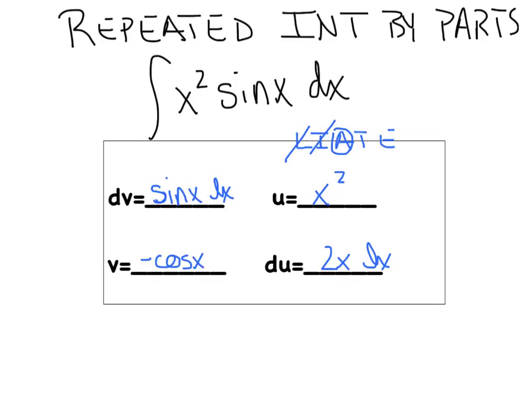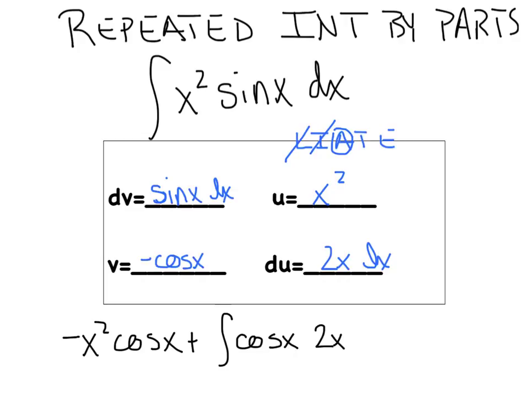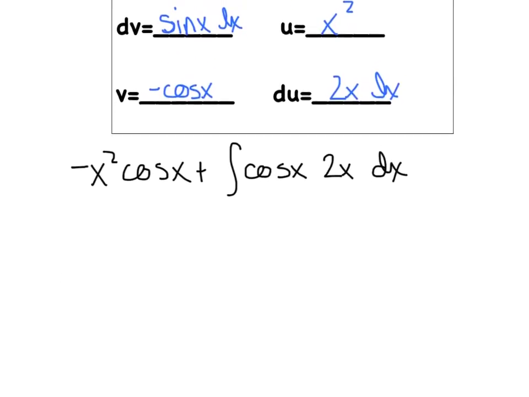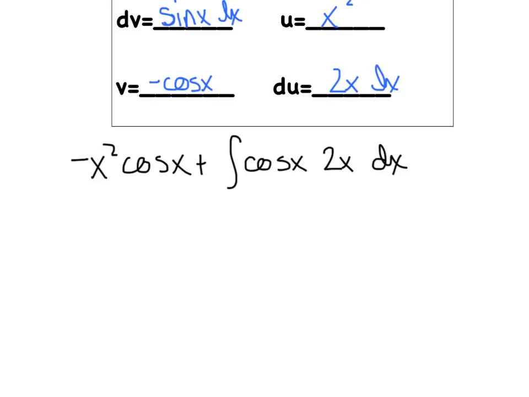All right, so let's go ahead. We'll plug everything in. uv is going to give us negative x squared cosine of x minus the integral of v, which is going to give me plus cosine, times du, 2x dx. All right, so what's the big problem? How come, every point, by the time we got to this point and all the other problems, I had an integral that was easily integratable. The problem is I still can't integrate this.